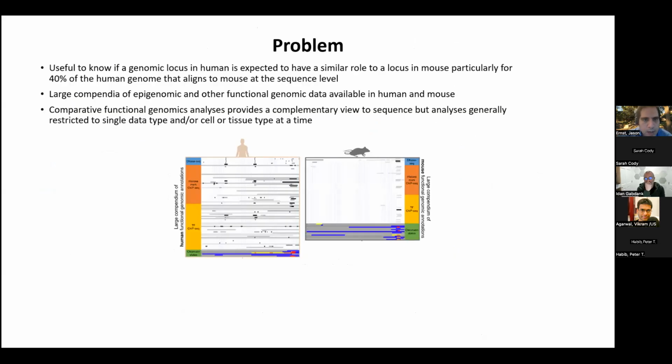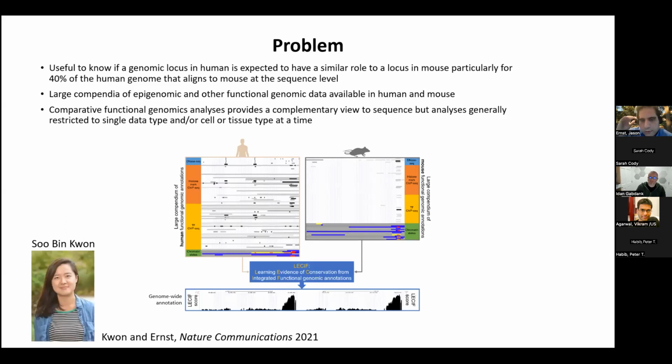And then the last part here is looking at human-mouse epigenome conservation. So the idea is that it's useful to know if some location in human might have a similar role in mouse. And particularly, we're focused primarily on the 40% of the human genome that aligns at the sequence level, but we would want some additional evidence that it might have a similar role in mouse. And the idea is to leverage the large compendium of data available in human and mouse, and to leverage all this data at once, not just focusing on matching a single cell type or a single assay.